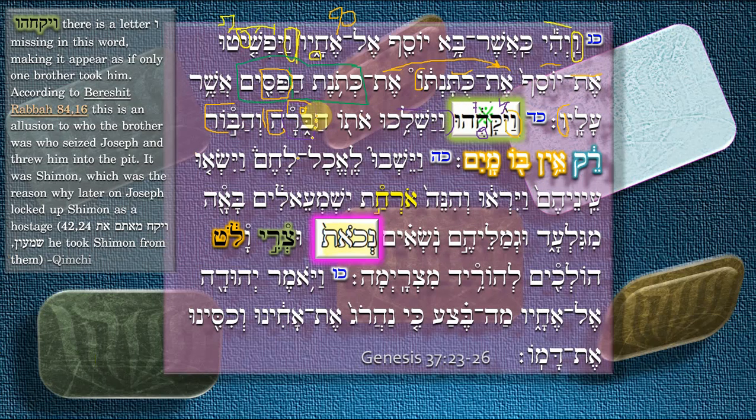So you've got a defective cholim. There's no consonant in the consonantal text. The Masoretes had to put this in here. And then the very next word, it's spelled fully like this.